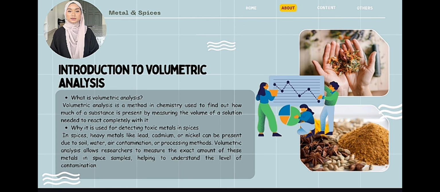First of all, regular consumption of spice contaminated with toxic metals may accumulate in the body and cause health problems over time. Using volumetric analysis ensures that the metal levels are checked, quantified and compared to safety limits, so that the spice consumed is safe for human consumption.